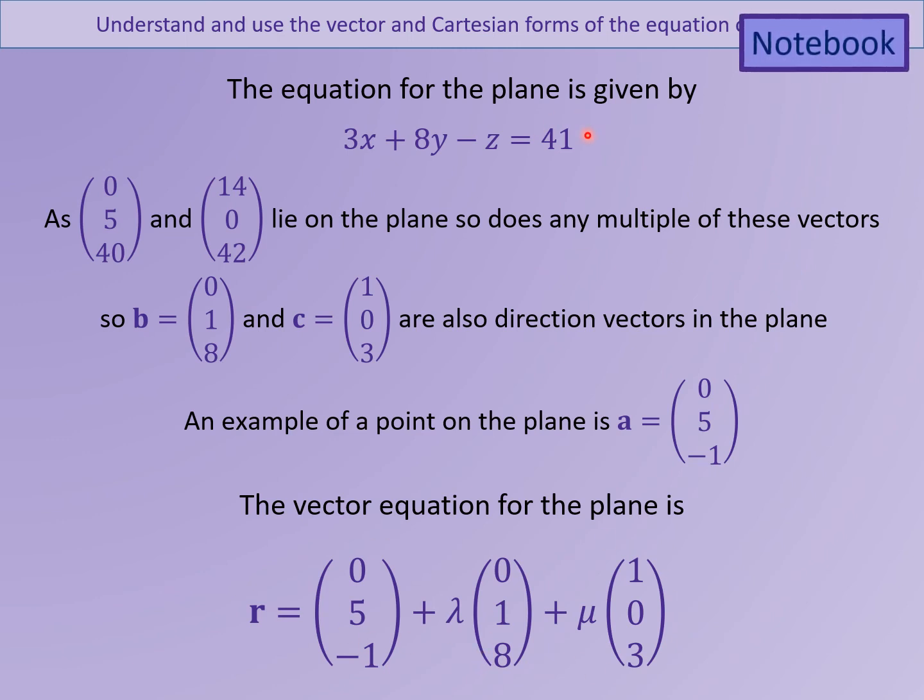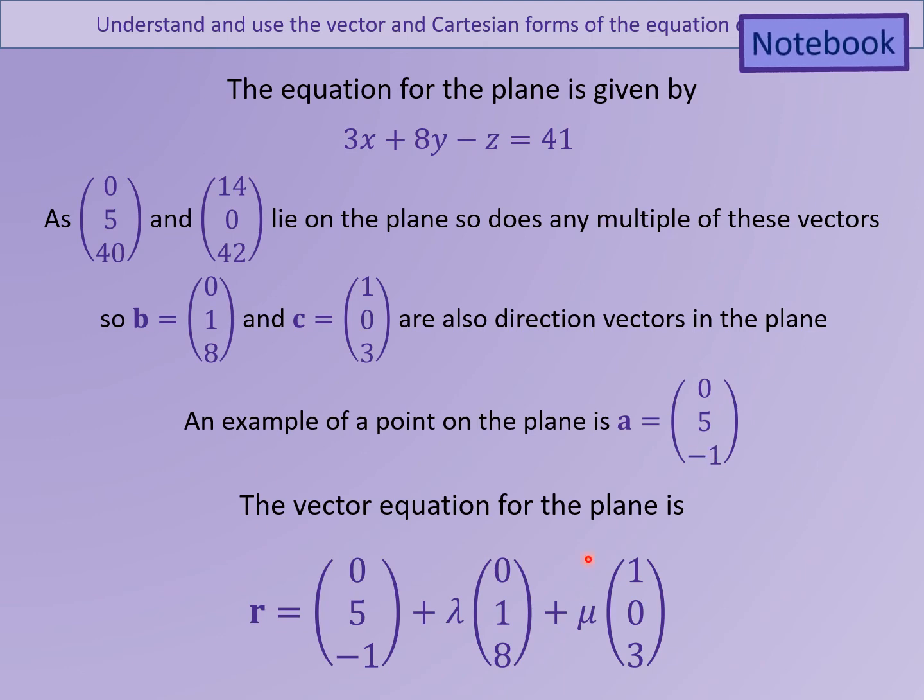That means you can go from the Cartesian to the vector equation, or you could go from the r dot n form to the vector equation of the plane. You should be able to flick now definitely between any of the 3 different variations of the equations of a plane.